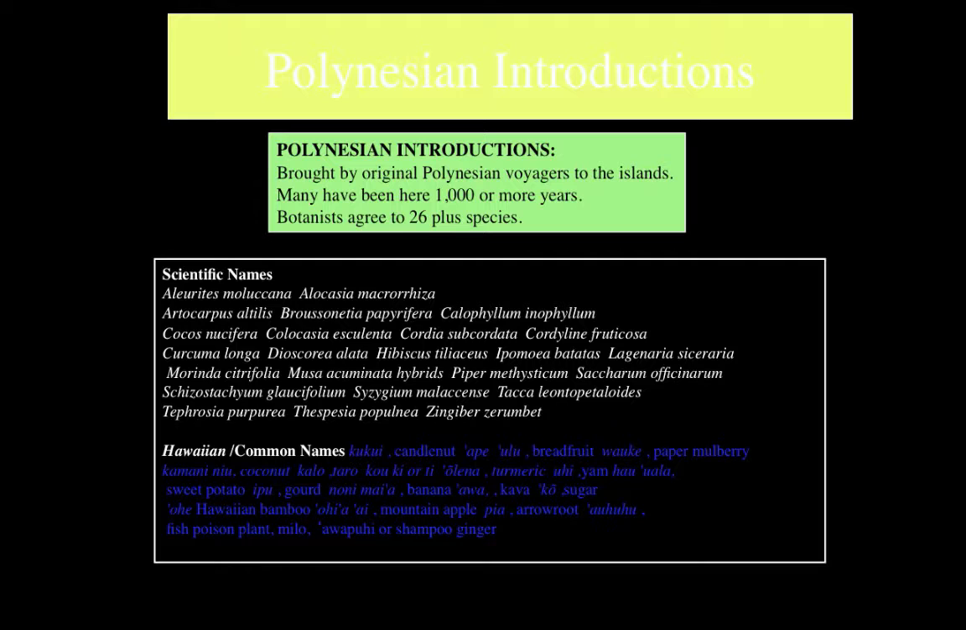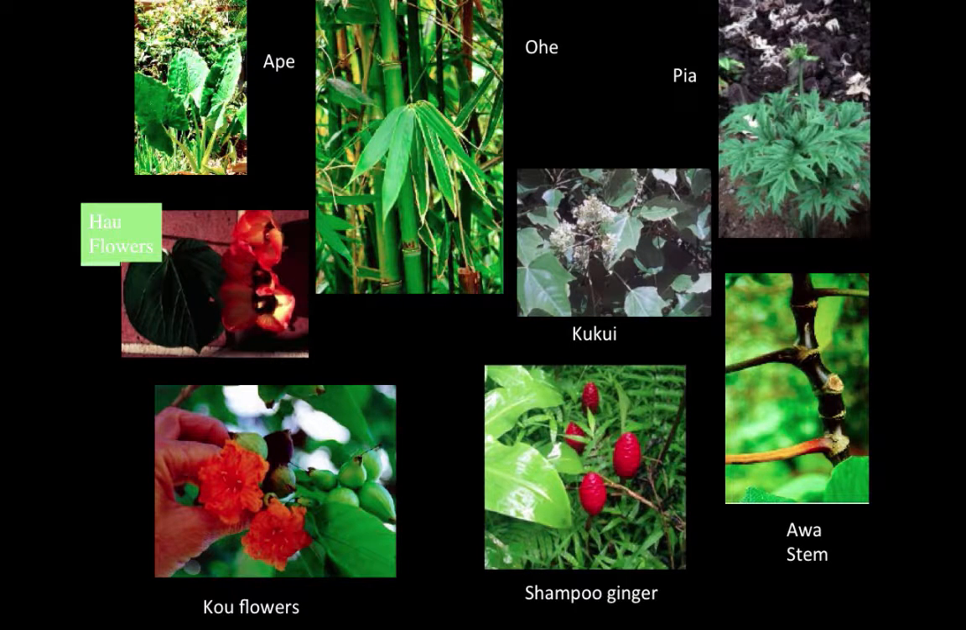Okay, so Polynesian introductions, there are about 26 species, and I'll show you a couple pictures. There's ohe, or the bamboo that is used for musical instruments such as the nose flute. There's pia, and people used pia to make haupia. That's not the case anymore. Haupia is made with different ingredients, but they used to take the tubers of this plant and grind it up, and it makes a starchy substance. Then you mix it with coconut and you get haupia. There's also awa, so people drink awa. That's also a canoe plant.